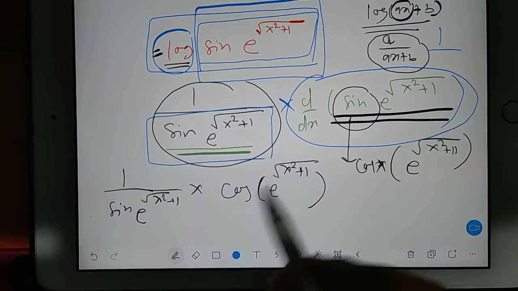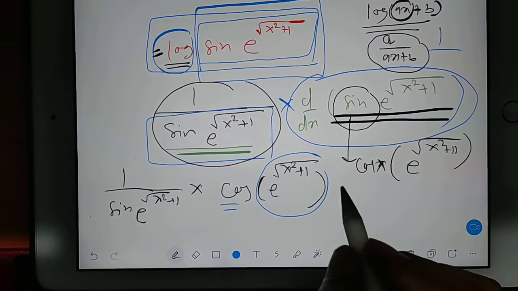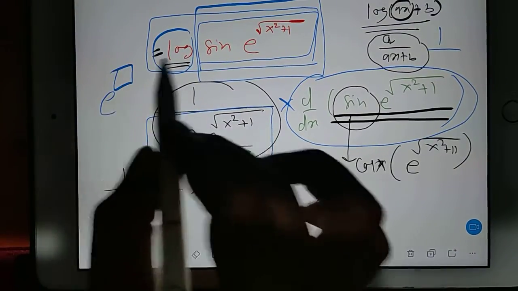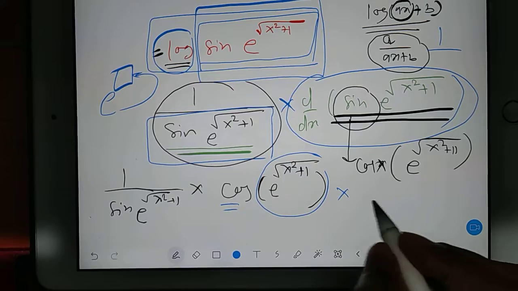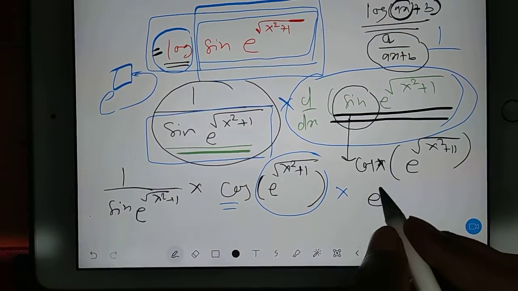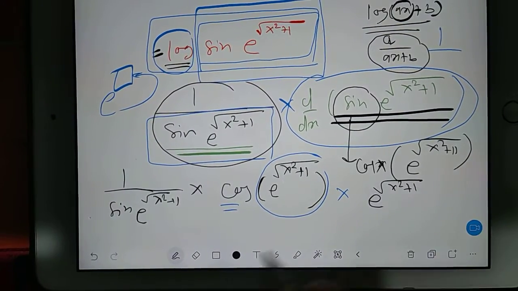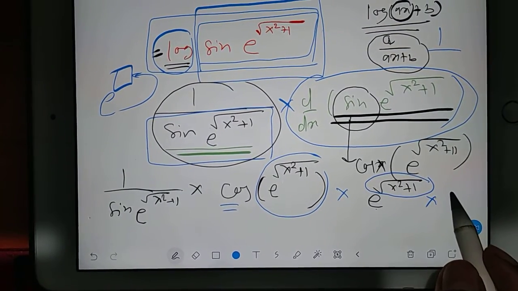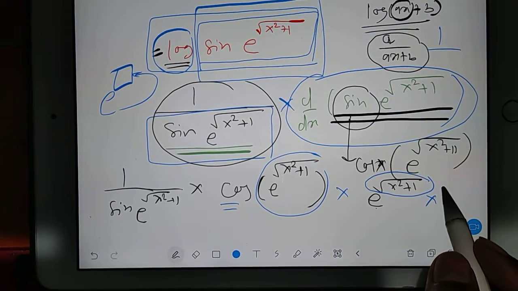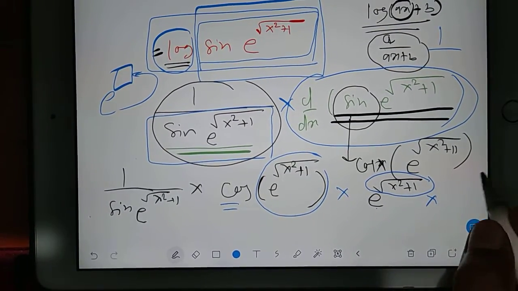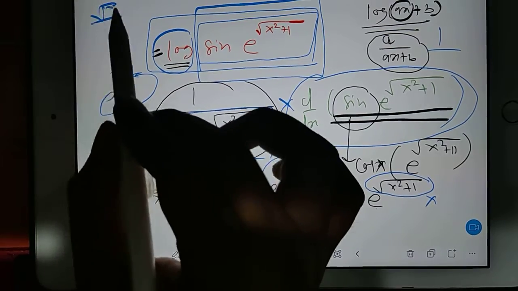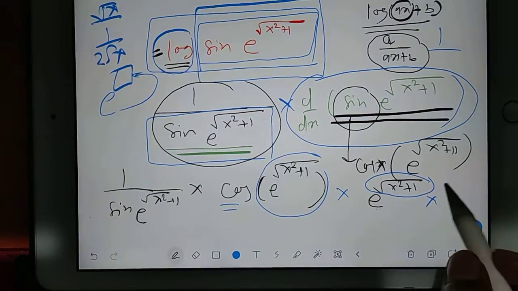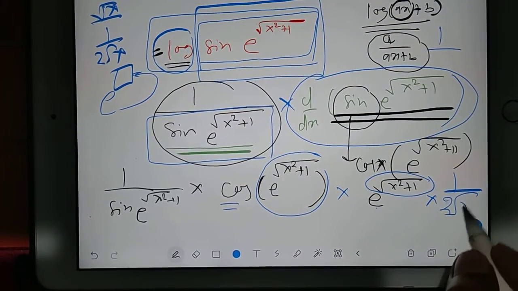After that, again, whatever is after the cos, you differentiate, so put into. For that you have a rule: e power something, when you differentiate, the answer comes the same, e power something. So you write e power under root x square plus 1 as it is. Again put multiplication and differentiate that part. In the last class I told you, if you have root x, the direct answer 1 by 2 root x comes into picture. So here also it will be 1 by 2 root x square plus 1.